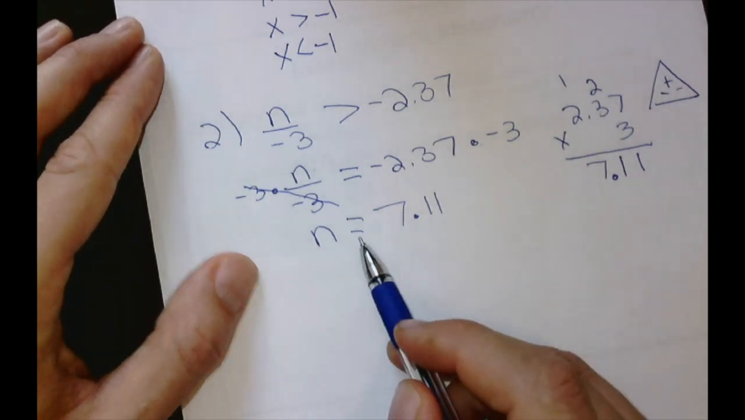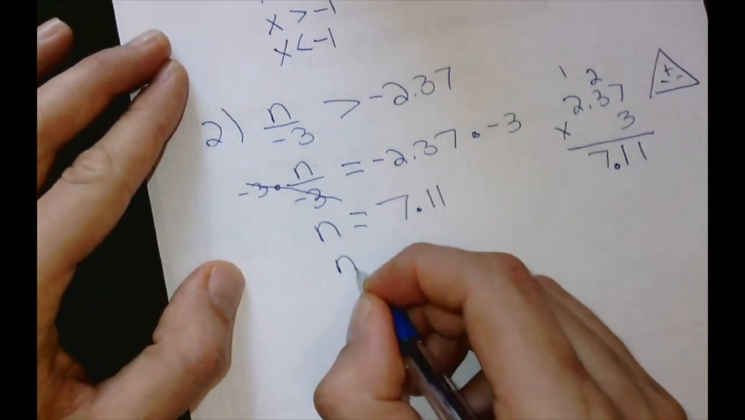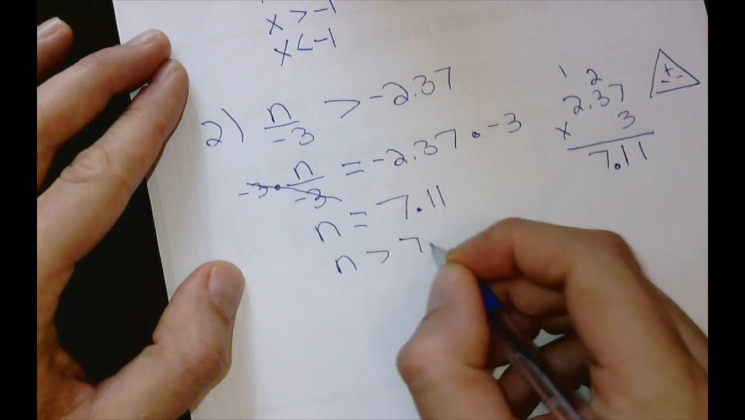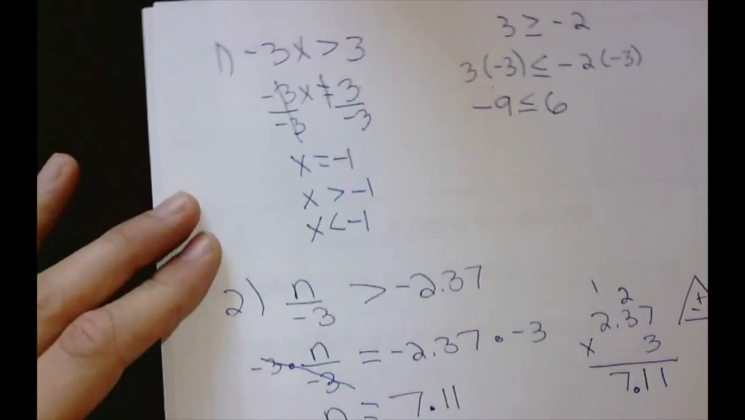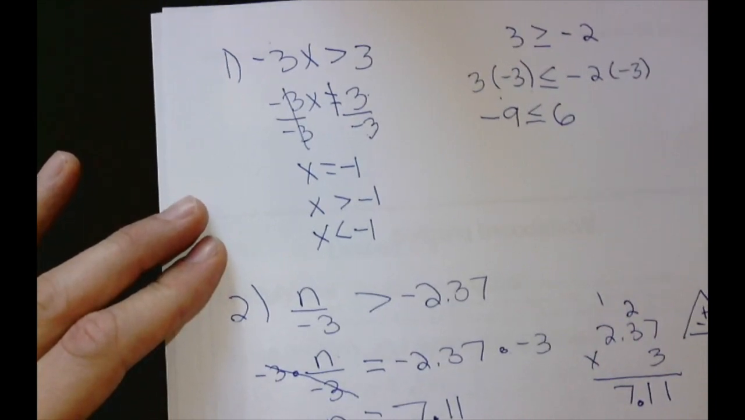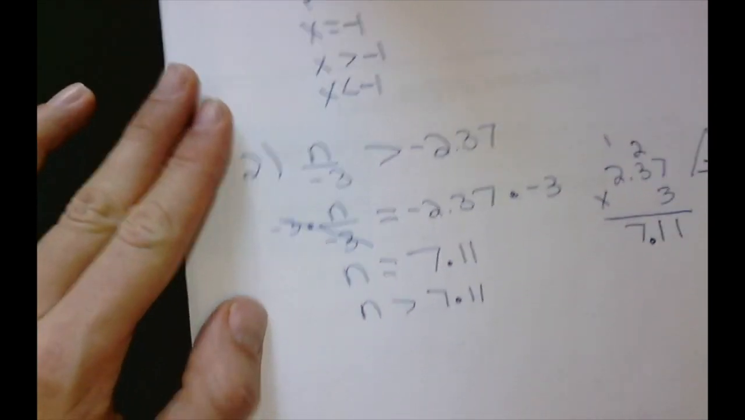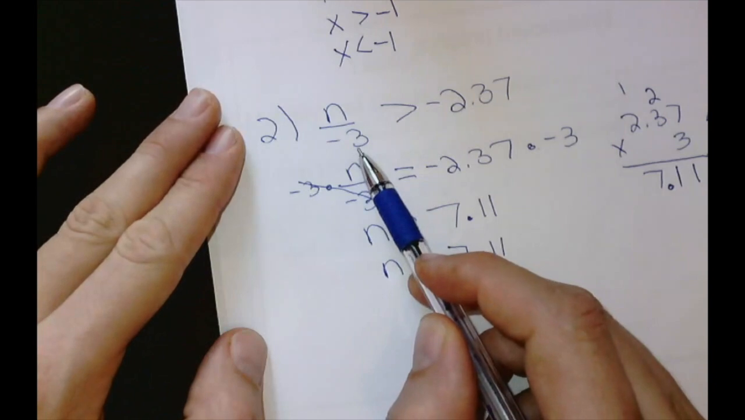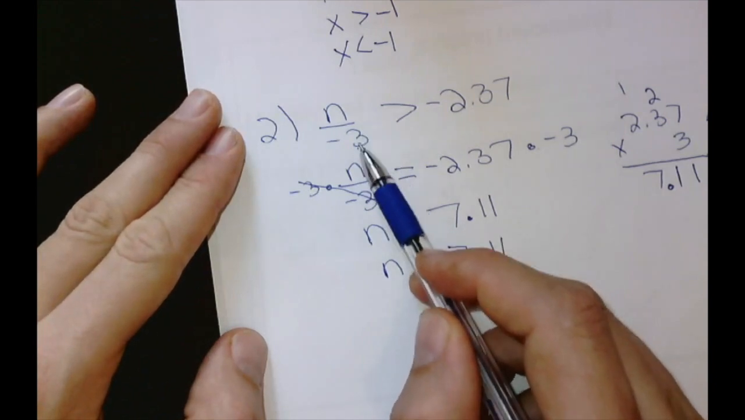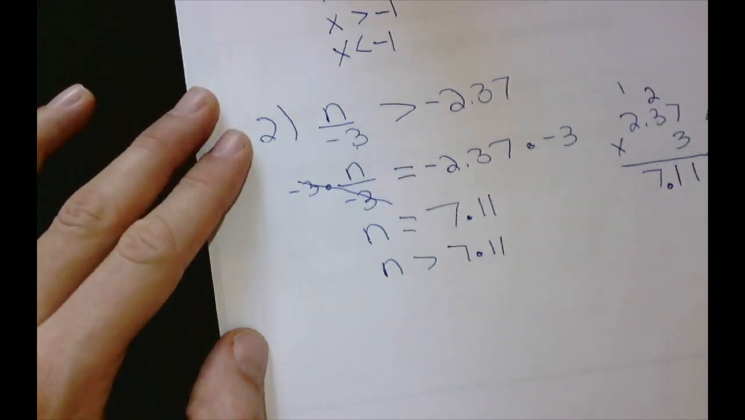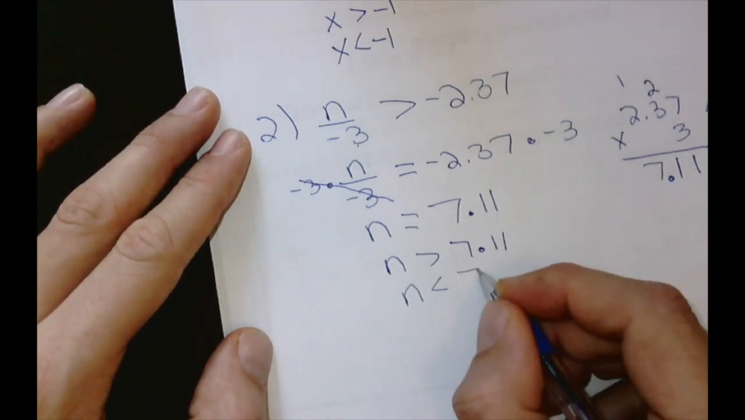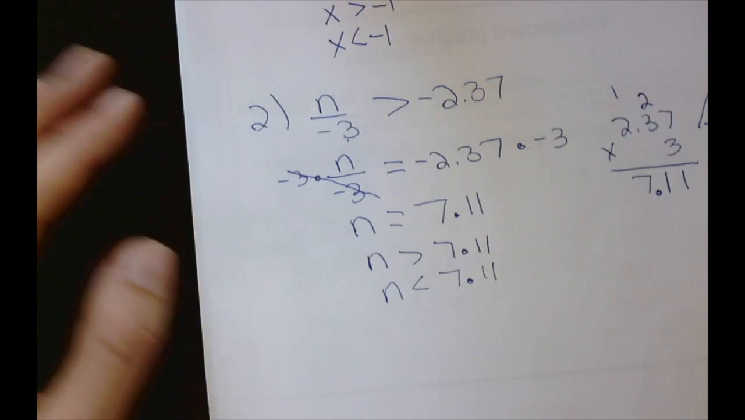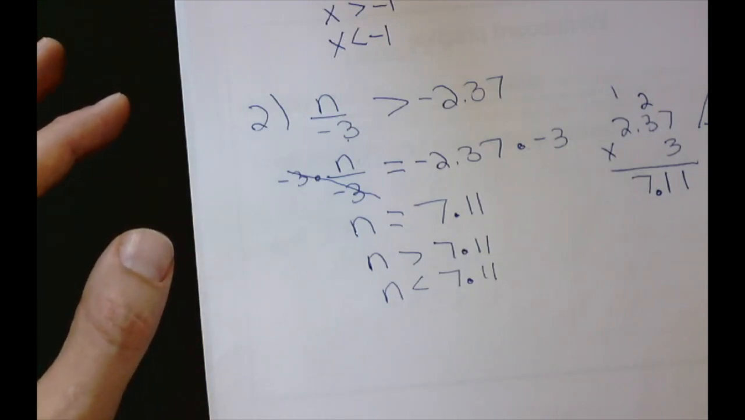Now since we're not solving an equation, we have to go back and put our inequality into our question. Remember from our previous example where we had to flip the inequality sign. We want to flip the inequality if the negative is in the coefficient. So, therefore, I'm going to flip this. So now we have n is less than 7.11.